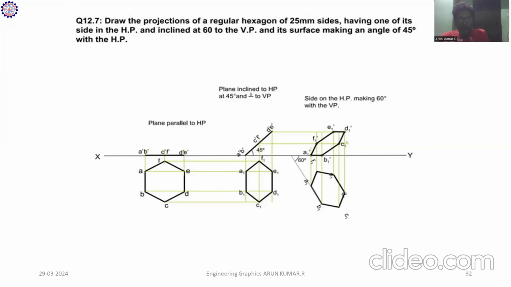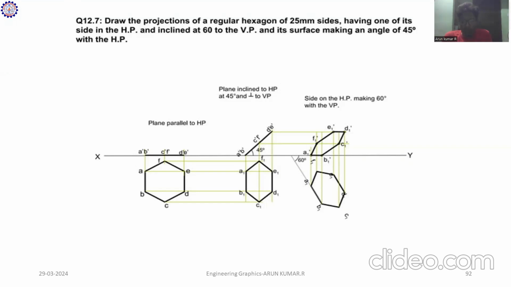So what is given in the problem? It is a regular hexagon, having six sides, all sides equal, with a value of 25 mm given. One of its sides is mentioned to be on HP. Since you have six sides, any one of them can be taken. It is inclined at 60 degrees to VP, and the surface makes 45 degrees to HP.